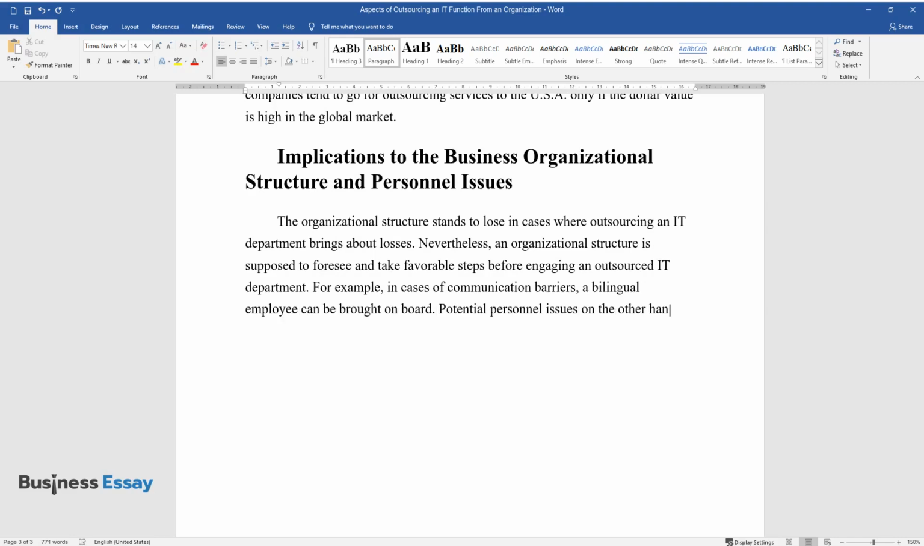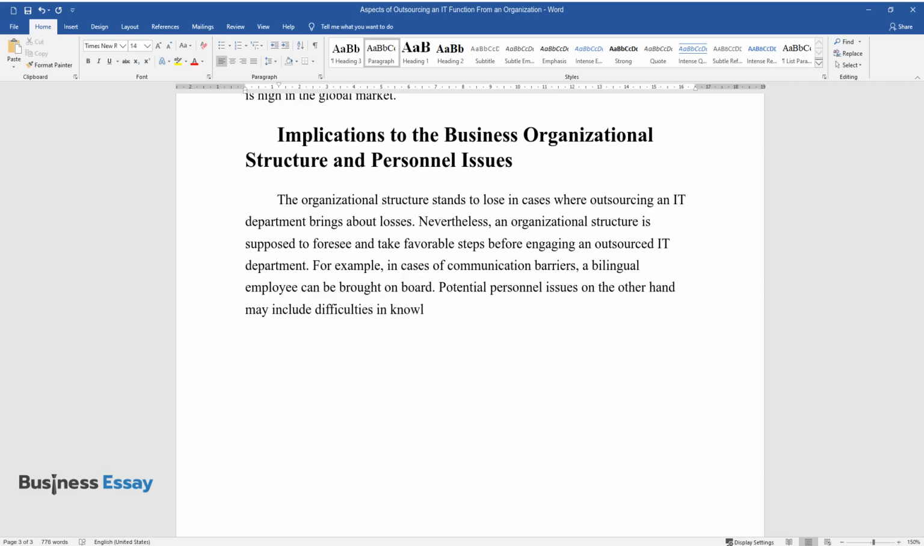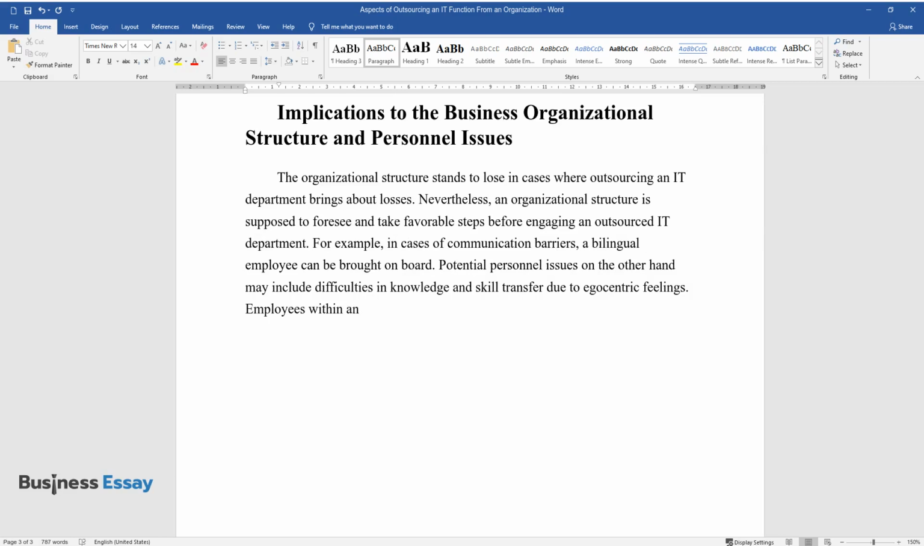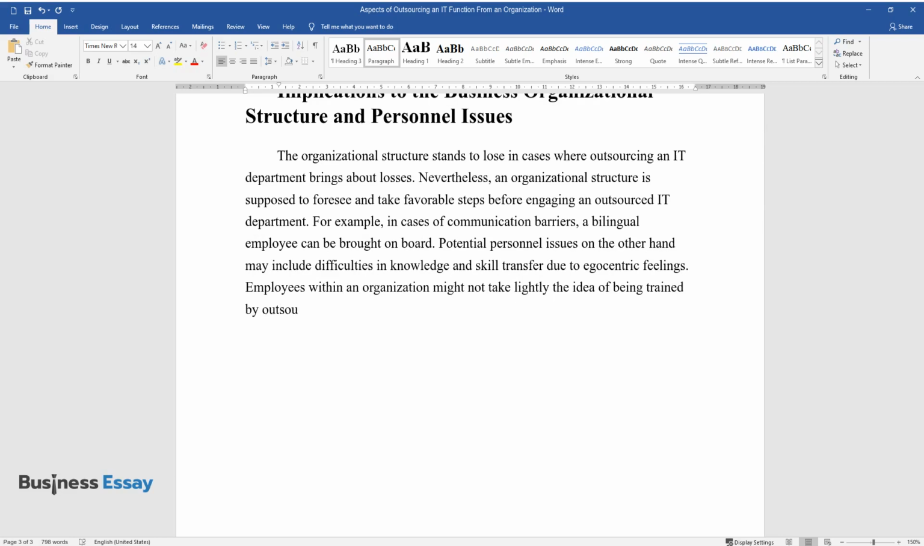Potential personnel issues, on the other hand, may include difficulties in knowledge and skill transfer due to egocentric feelings. Employees within an organization might not take lightly the idea of being trained by outsourced personnel due to the sense of superiority acquired by being part of the organization.